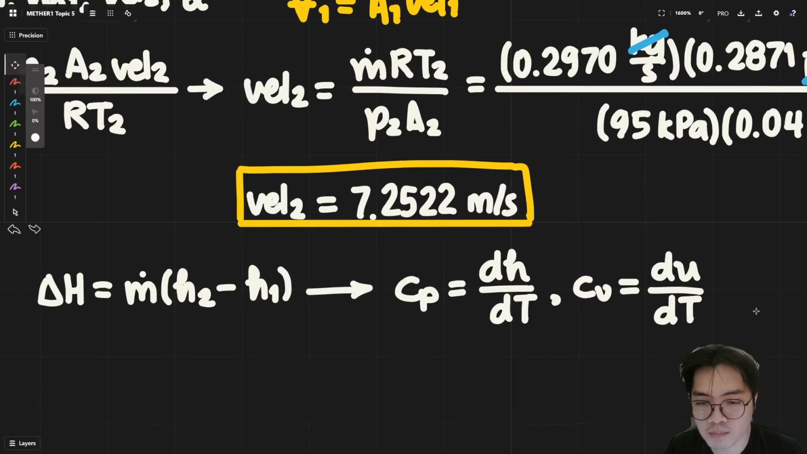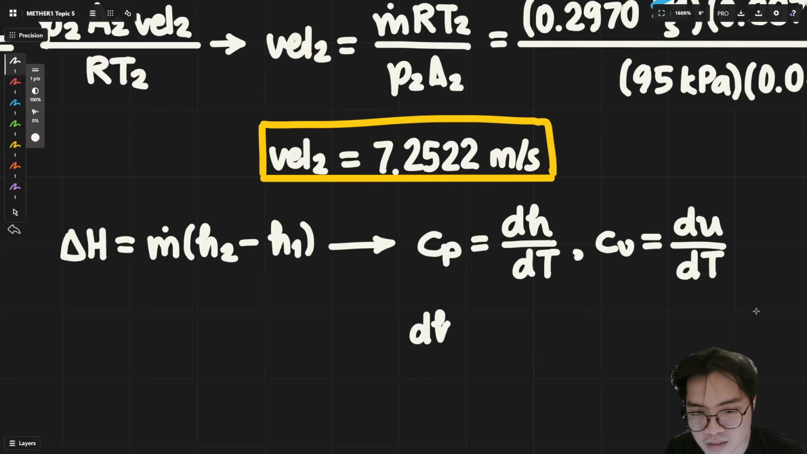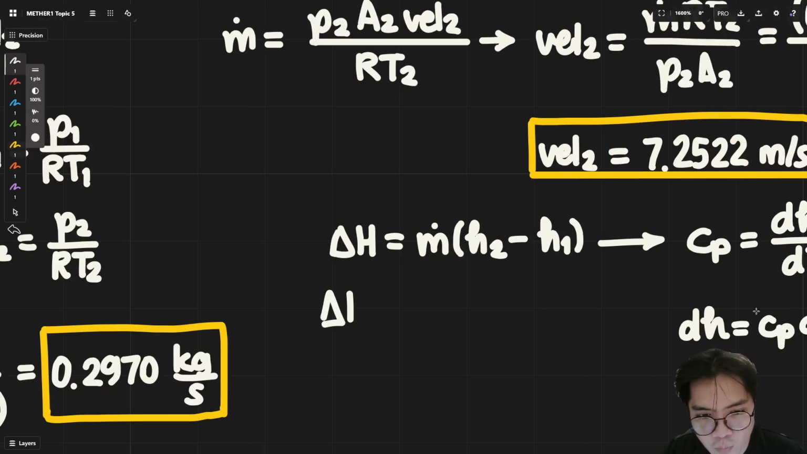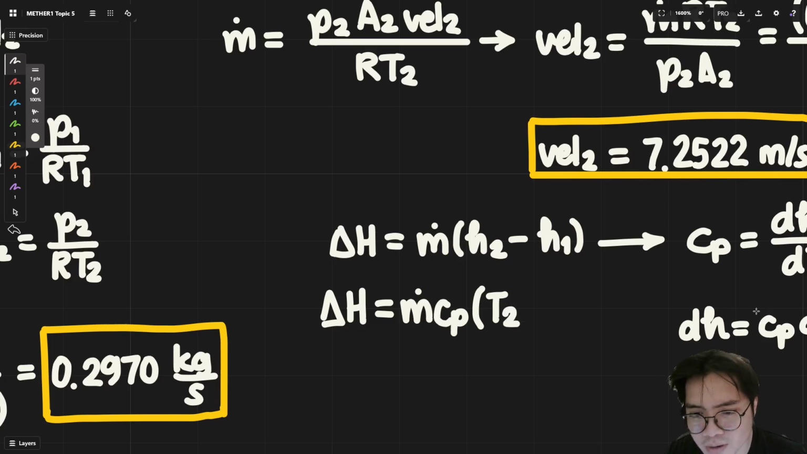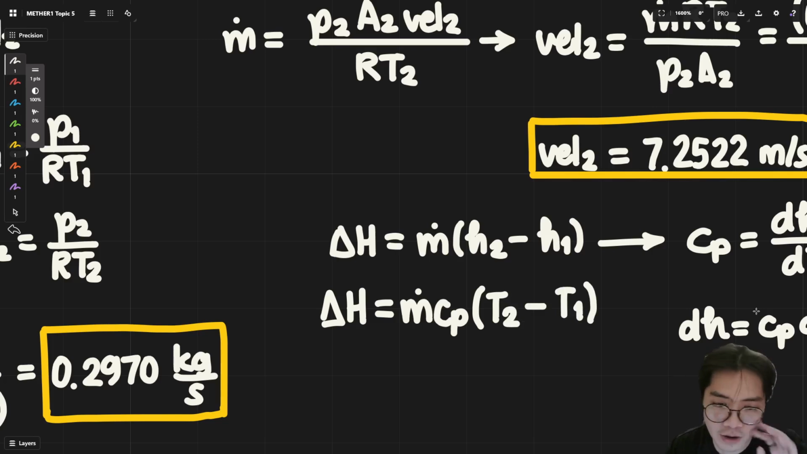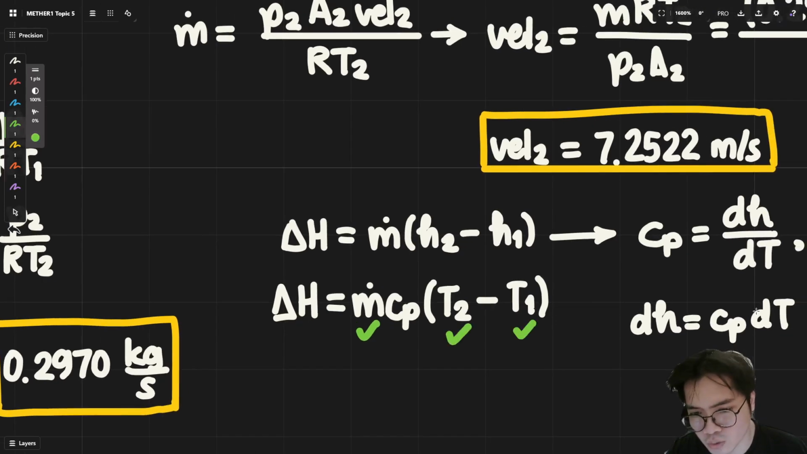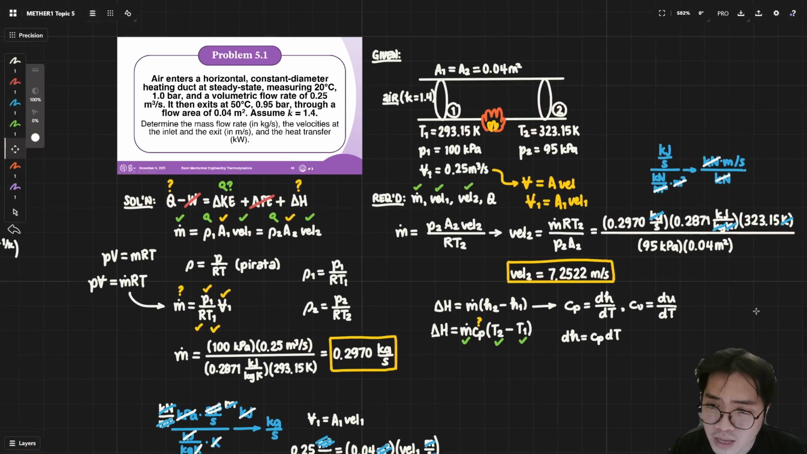What you can do is manipulate this. You can multiply dT to both sides, and you'll see that your dH is equal to Cp dT. That means that your delta H, when you're talking about ideal gases, is just m Cp delta T, or m Cp (T2 minus T1). So let's see if we can get our delta H. Yes, we do have an m dot. We do have T2. We do have T1. But we do not necessarily have a value of Cp. So, where are we going to get the value of Cp?